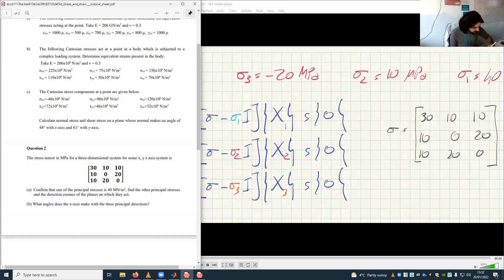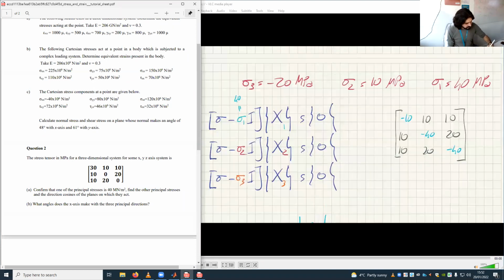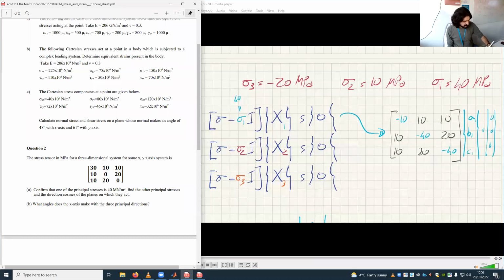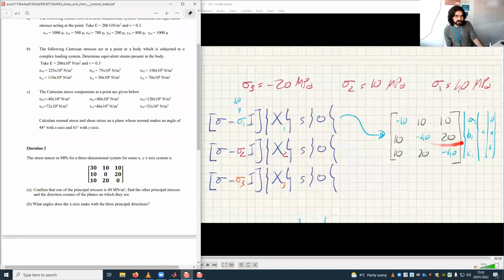So this is 30 minus 40. Remember, sigma 1 is 40. So this is minus 10, minus 40, minus 40. Agreed? So this is the first one that we need to find. And this is times A1, B1, C1 equal 0, 0, 0. Agreed? This is the equation. I mean, it looks scary, but these are just three equations in three unknowns. So it's even easier. So this thing boils down into this.